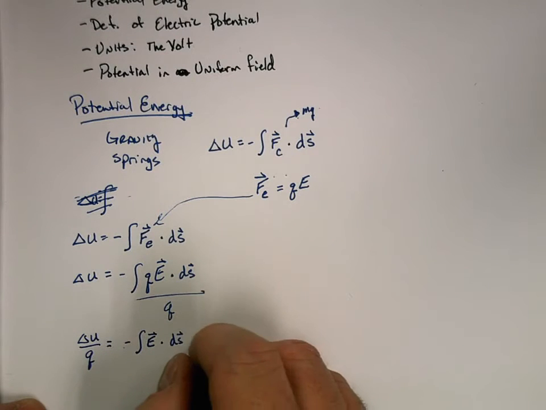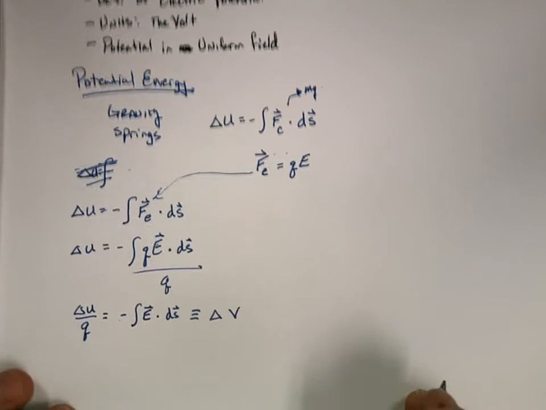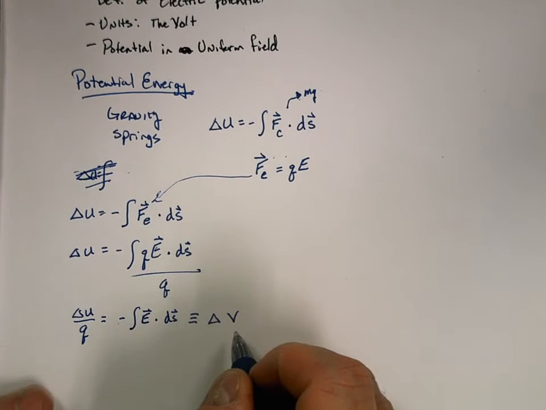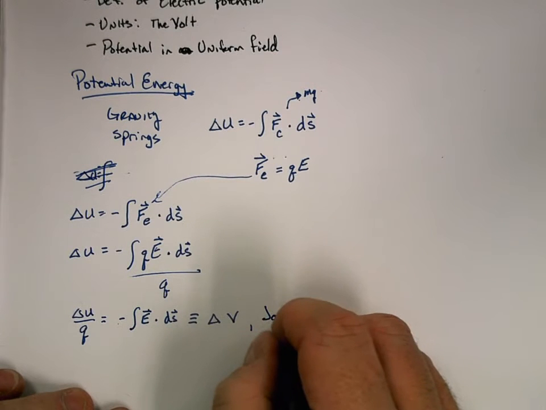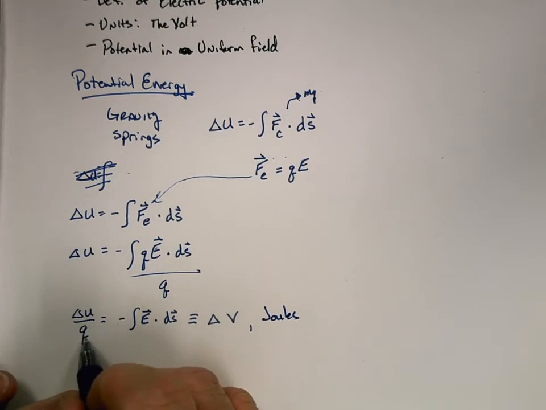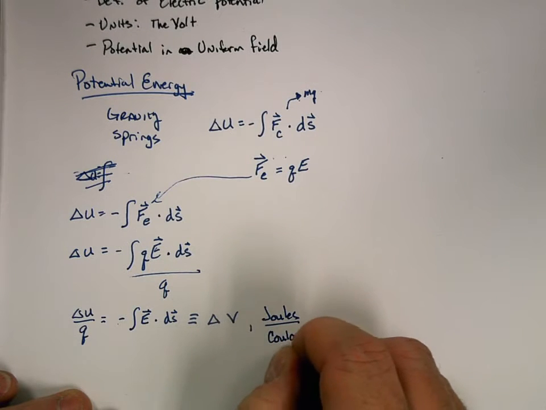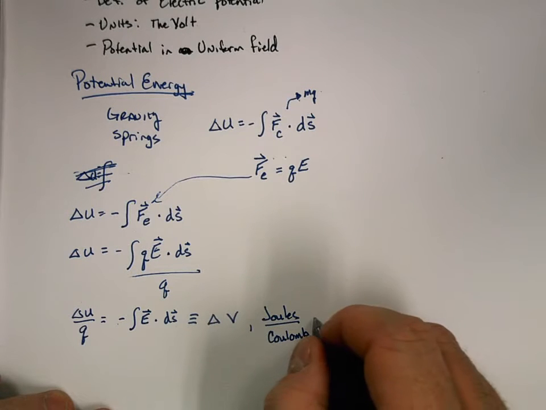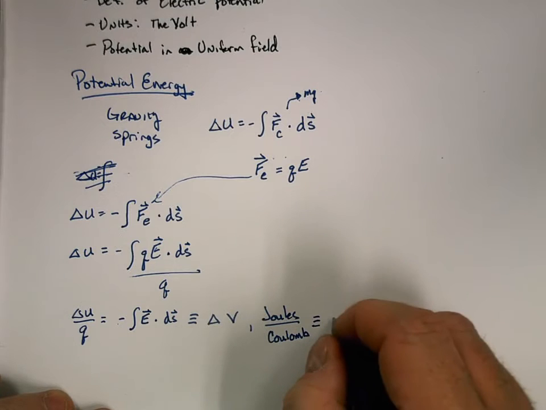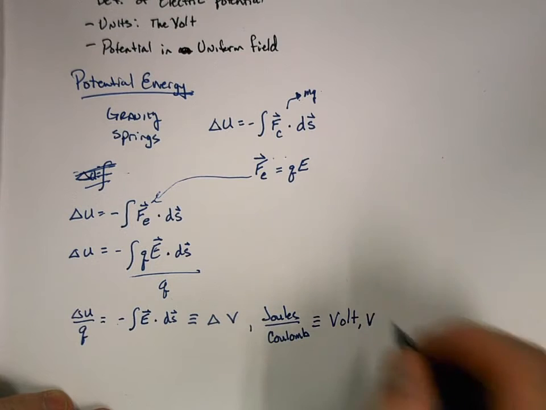And this is defined as the change in our electric potential. So this is a delta V. This is in units of joules per coulomb, C-O-U-L-O-M-B, joules per coulomb. And this 1 joule per coulomb is defined as a volt, which also has the abbreviation V.